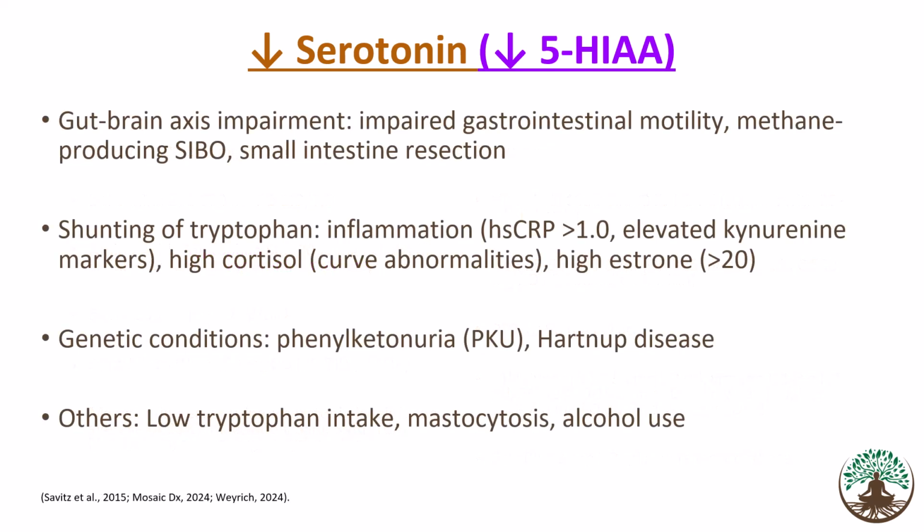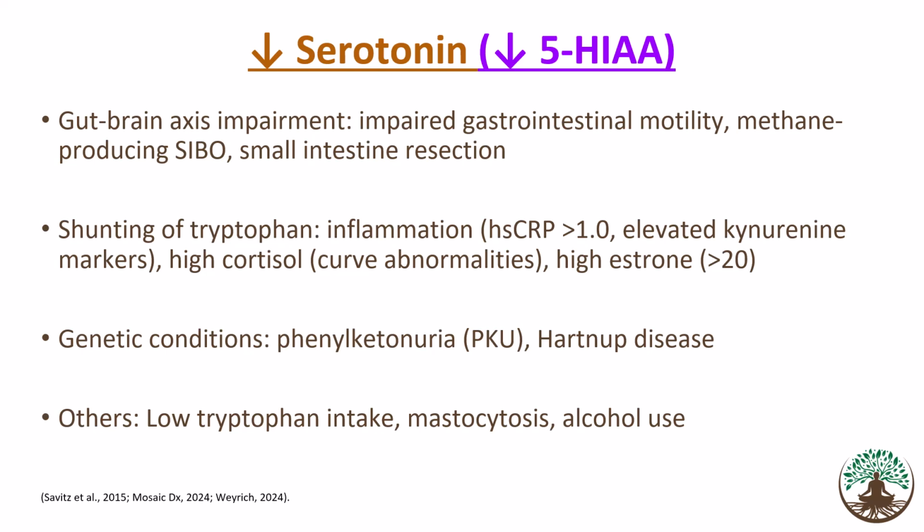In a root cause evaluation for low serotonin, consider examining the gut-brain axis to rule out impaired gastrointestinal motility and methane-producing small intestinal bacterial overgrowth or SIBO. This should especially be considered in the context of evident amino acid and precursor deficiencies. As I alluded to, tryptophan may be shunted away from serotonin metabolism and into the kynurenine pathway under the influence of inflammation, high cortisol, and high estrone. This will be discussed in more detail in a future slide.